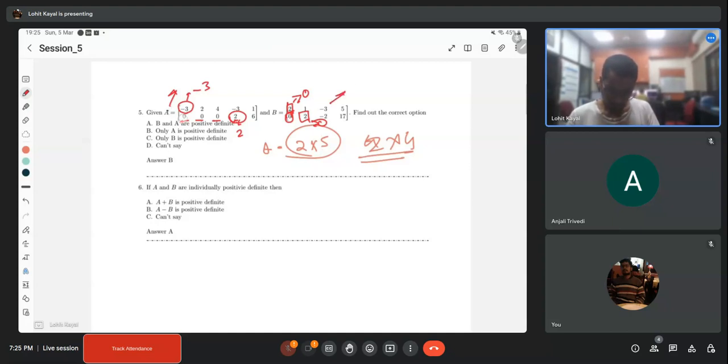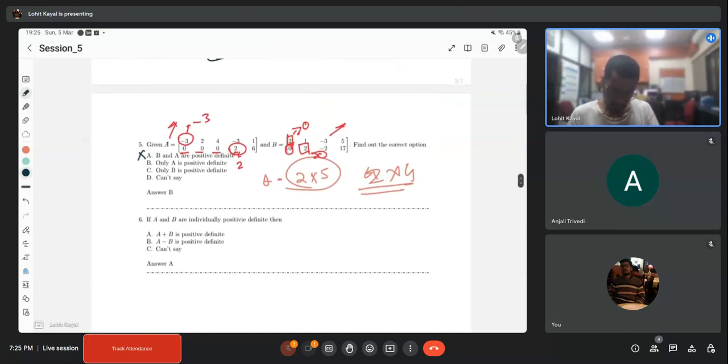Let's look at the options. Both A and B are positive definite: this is not the correct one. Only A is positive definite: no. Only B is positive definite: yes. So this will be option C. Option C is the correct choice.